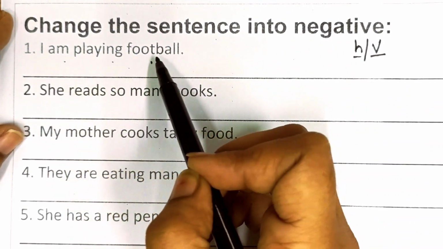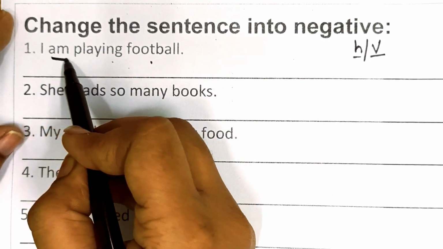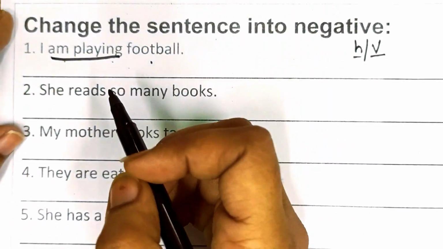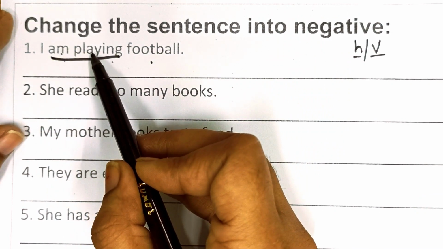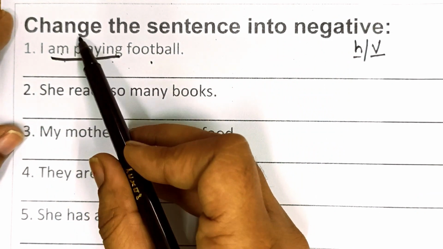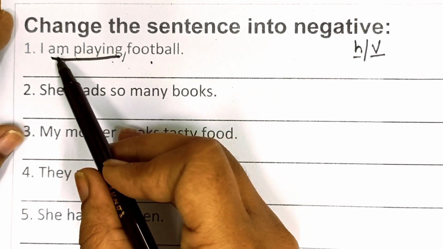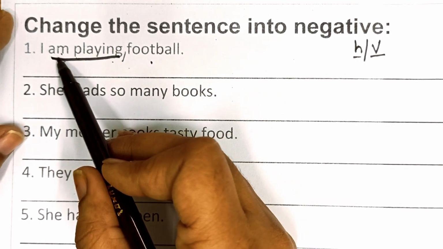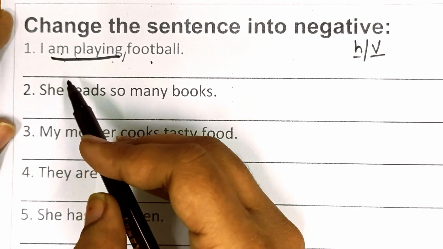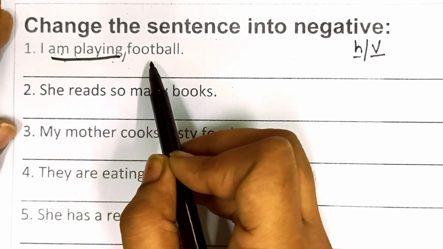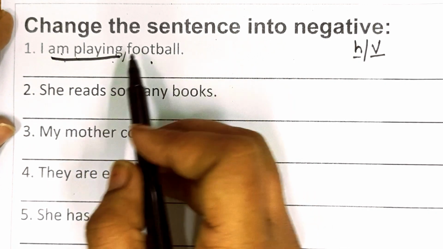So what is the verb in this? Am playing. Remember, I am asking verbs. What is the main verb here? Playing. And which one is the helping verb? Am. So we are having a helping verb in our sentence, right? So now we can change this sentence very easily into negative form.